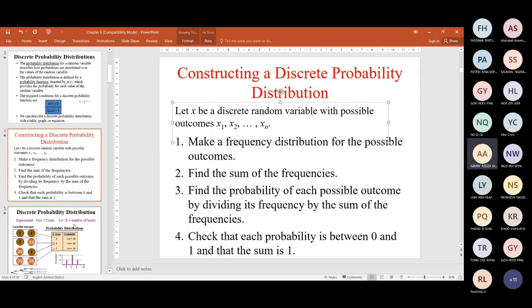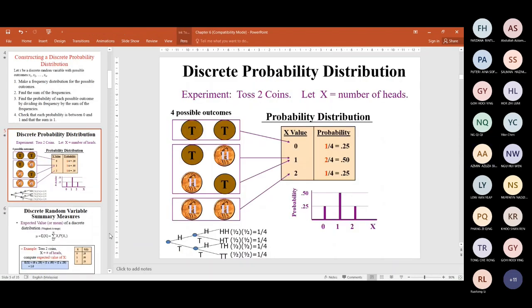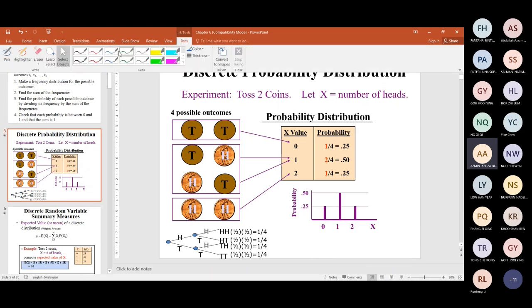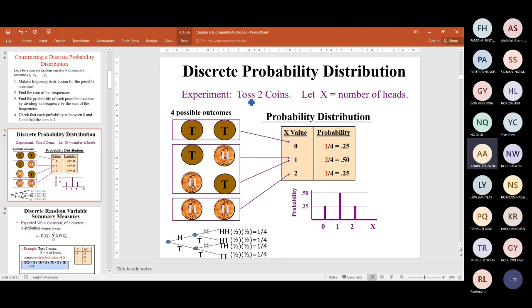Now let's look at the example here. Let's say our experiment is to toss 2 coins. Last week we had the example of tossing a coin, right? When you toss a coin, you either get head or tail. Now in this case, we want to toss 2 coins, so the other one also gives head or tail. So we have two coins here.